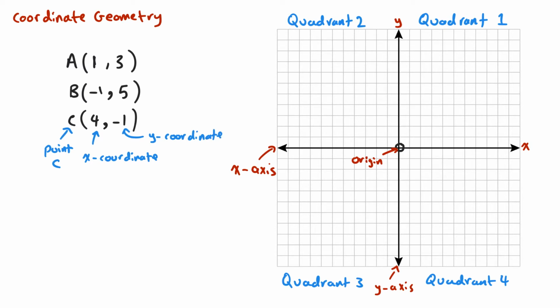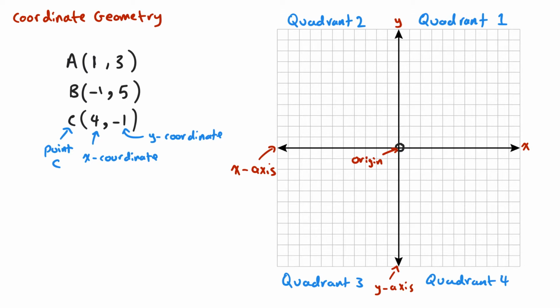Now let's talk about how we actually plot these on the graph. Point A has an x coordinate of 1 and a y coordinate of 3. To show that, we always start from the origin. If the x value is positive, we move to the right by that amount, and if it's negative, we move left for that amount. If the y value is positive from the origin, we move up by that amount, and if it's negative, we go down by that amount. So let's put this into our graph.